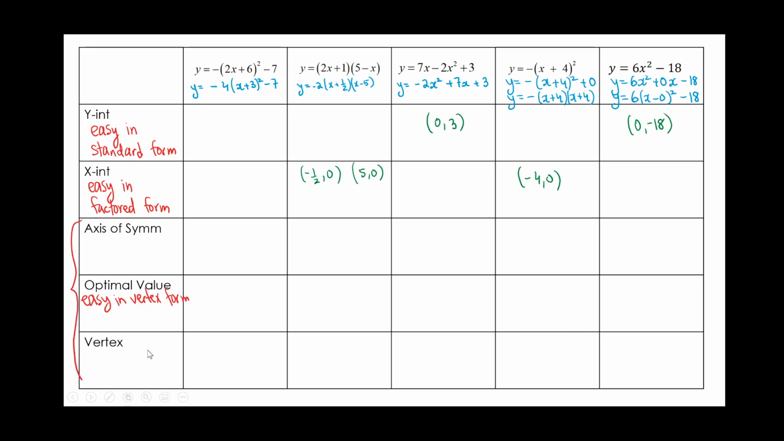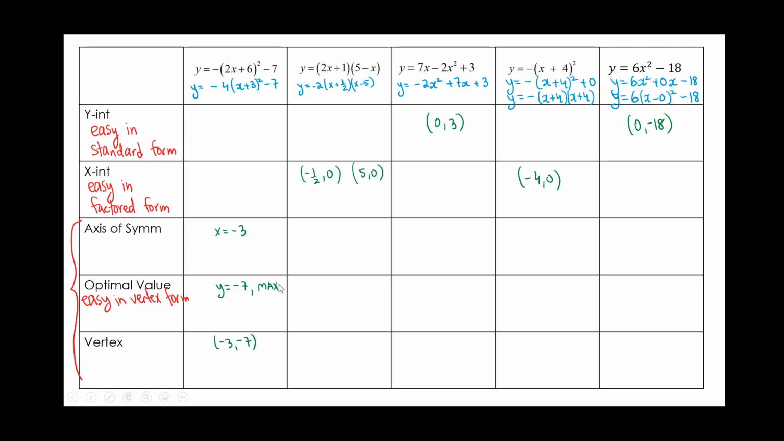And these last 3 are most easily visible from vertex form. So from this equation right here, when you fix it up a little bit, you have negative 3 and negative 7 as your vertex. And once you know your vertex, you know your axis of symmetry and optimal value, because the first number is axis of symmetry, the second number is your optimal value.